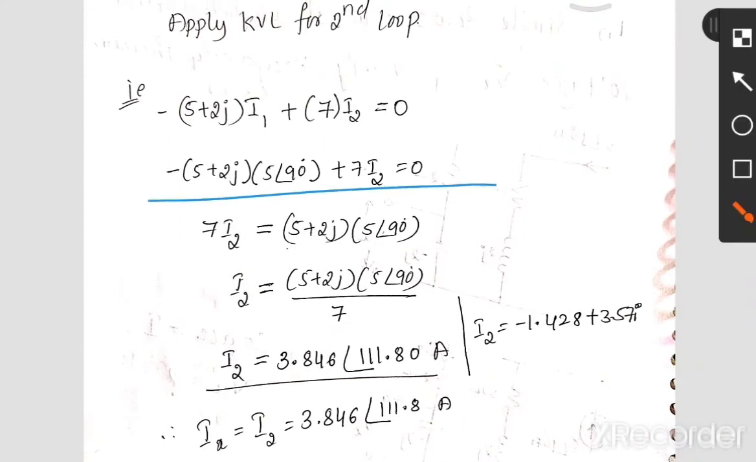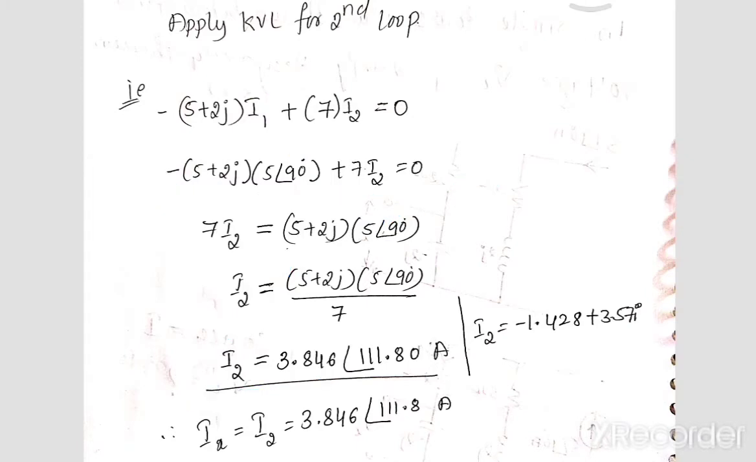So 7 I2 equal to, here I1 value we know, that is phi at an angle 90 degree. Substitute here and send this minus sign to the other side. Then 7 I2 will be equal to 5 plus 2j into phi at an angle 90. Then you can calculate I2, which is equal to 5 plus 2j times phi at an angle 90 divided by 7. It is 3.846 at an angle 111.8 amperes.